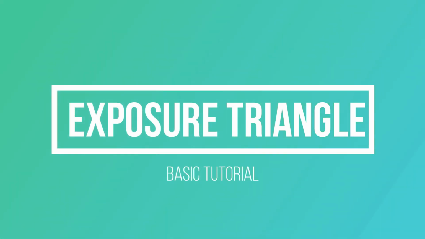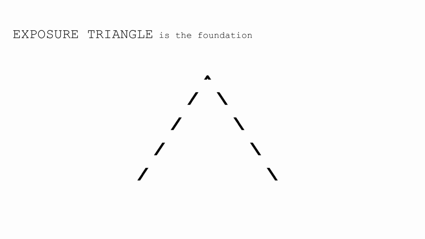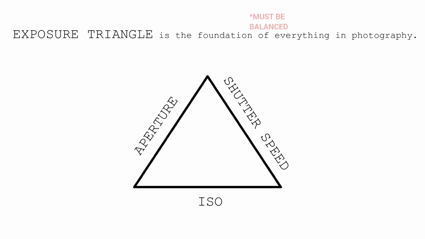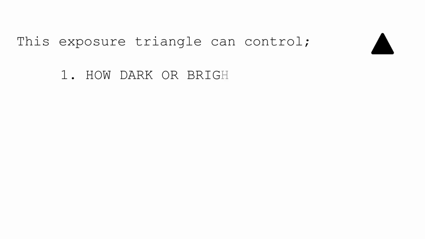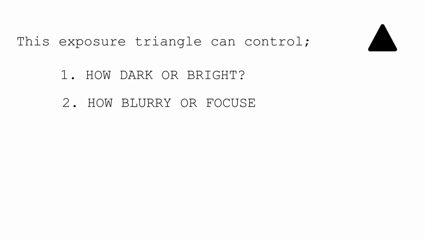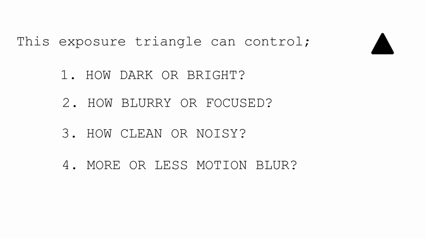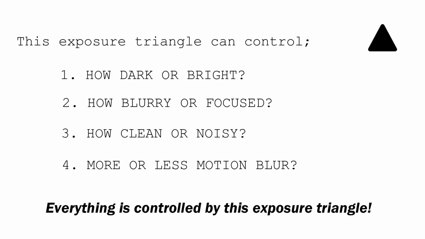Exposure triangle. Exposure triangle is the foundation of everything in photography. Aperture, shutter speed, and ISO make up the three sides of the exposure triangle. Those three variables must be balanced to achieve a properly exposed image. This exposure triangle can control how dark or bright our image will be, how blurry or focused, how clean or noisy. How do we like to capture the motion? Do we want more motion blur or less? Everything is controlled by this exposure triangle.